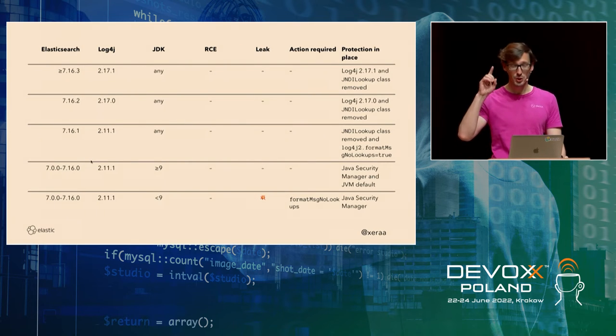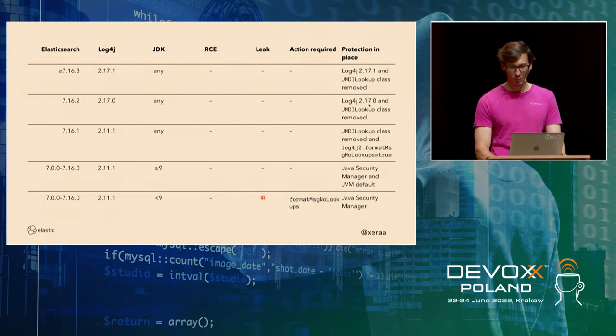Coming back to the question, how many times did we release? We did this release here, where we removed the JNDI lookup class and set the format message no lookups to true. This closed the first and the second vulnerability already. However, because the security scanners kept screaming at us and support was overwhelmed by support requests, we had to update Log4j pretty quickly. So we had another patch release where we went straight to 2.17.0. So we skipped the vulnerable 2.15 and 2.16 versions and went straight to 2.17.